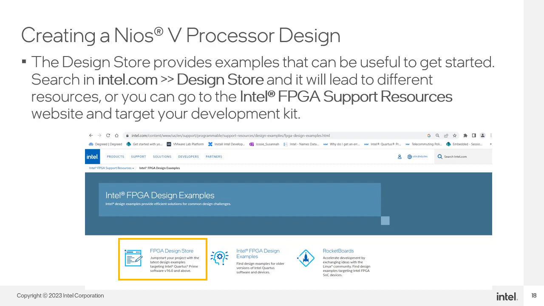If you want to get started with a Nios V example, you can go to Intel.com and search for the design store. There you will find examples on Nios V/m and Nios V/g that can help you get started and become familiar with Nios V processors. You can also look for your development kit examples from inside Intel Quartus Prime software in example projects in the main screen, and look for Nios V examples targeting your development kit.